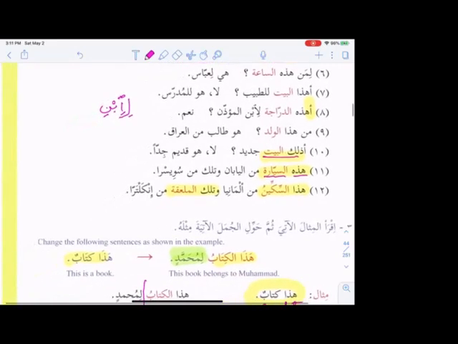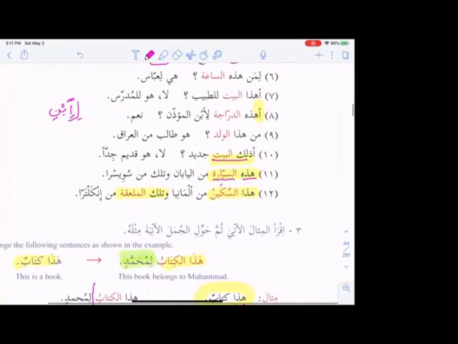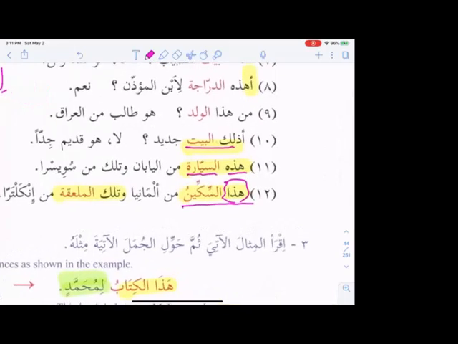Fine. هذه السكين. What is the meaning of sikinu, my brother? Knife. هذه السكين. Okay, brother, what is haza? What is haza, my brother? Mubtada. As-sikinu.